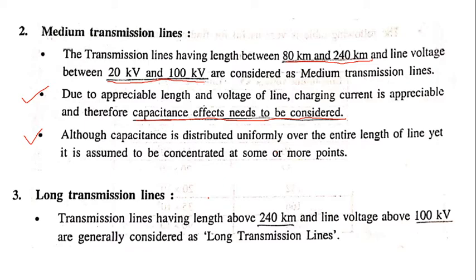Now moving forward, in the long transmission line, the transmission line length above 240 kilometers and line voltage above 100 kV are generally considered as a long transmission line. So what is the distance in a long transmission line? It is above 240 kilometers, and the voltage is above 100 kV. Whenever the voltage exceeds 100 kV, we can consider it as a long transmission line.